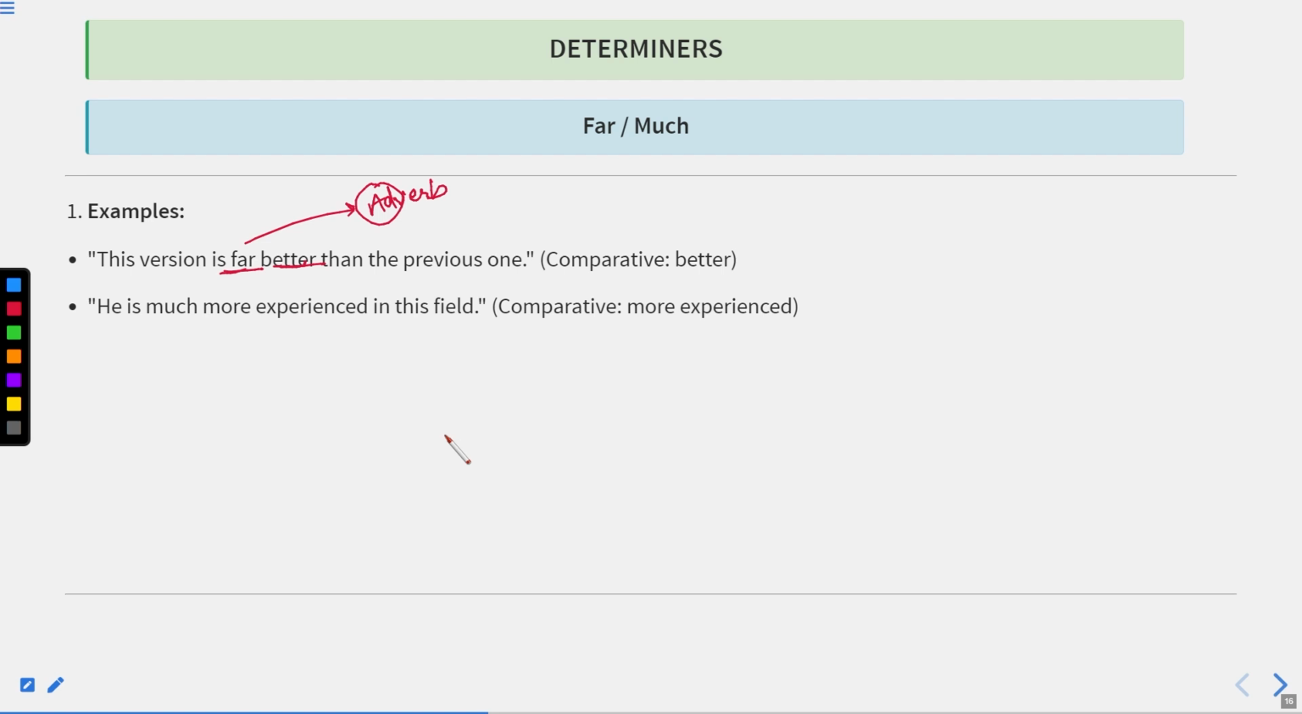He is much more experienced in this field. So much more experienced. More experienced is an adjective. Experienced is an adjective, more is an adverb, and much is also an adverb over here. And the comparative degree is more experienced.